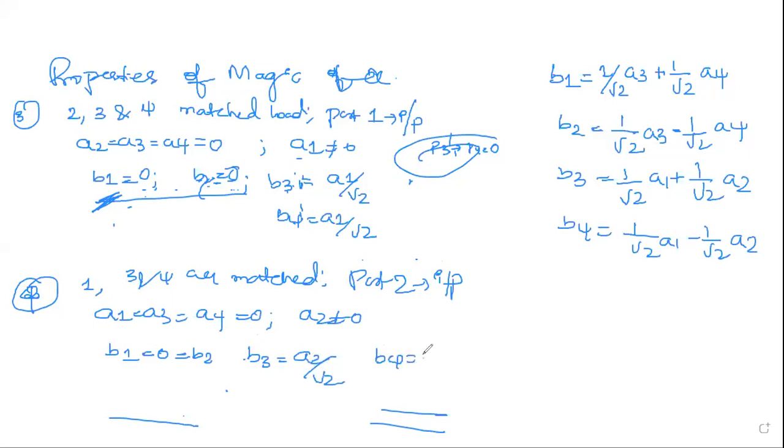B4 will be minus A2 by root 2. So here you can see that port 2 equally divides across your port 3 and port 4, but with a 180-degree phase shift. No outputs will be observed across your port 1 and port 2. That means you can also assume the normal magic T, what you have taken.